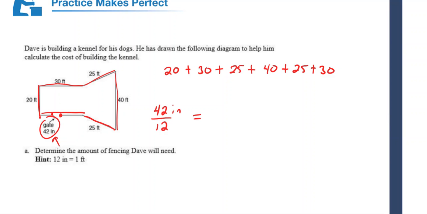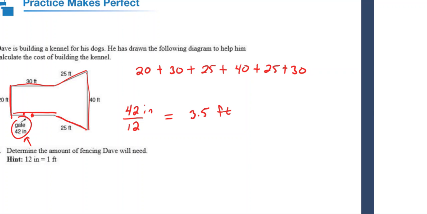You get 3.5 there, right? 3.5 feet. And you know what? That's actually kind of good for us. I kind of want to leave it that way. How much would that be though? That would be 3 feet and 6 inches, really, right? 3.5 feet. But it's actually going to be good to leave it that way.